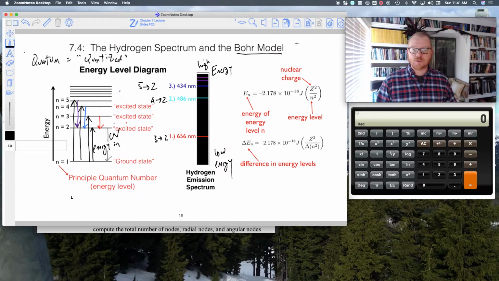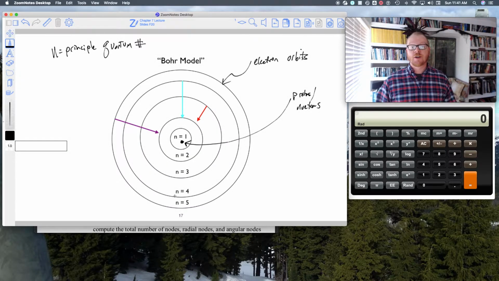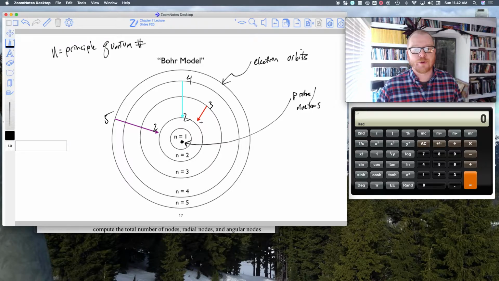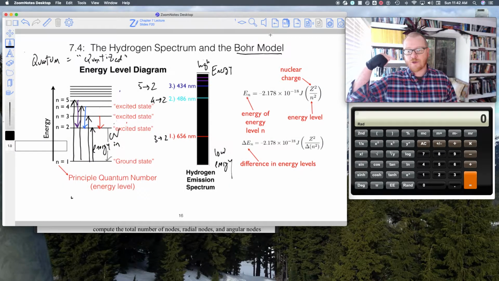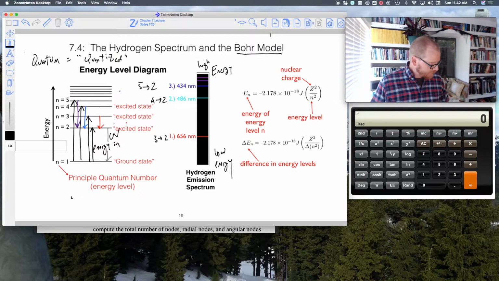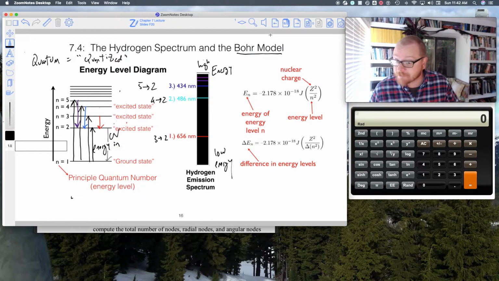That's being shown to you here on this Bohr model with all of these indicated lines, from 5 to 2, from 4 to 2, and from 3 to 2. Certainly 2 to 1 exists, that happens, but we wouldn't be able to see that visibly with our eyes because it's ultraviolet.